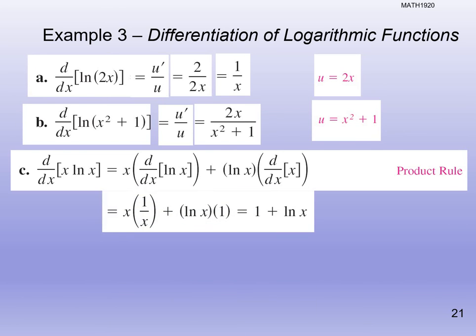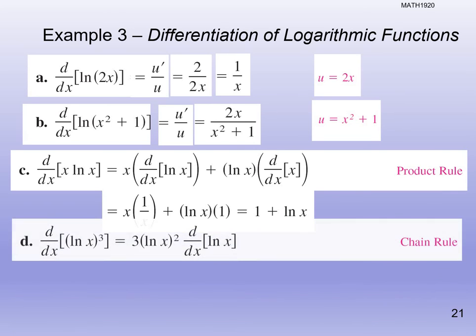Okay, so when we break this down, it ends up being x times 1 over x plus natural log of x times 1, right? The derivative of x is just 1. So when we simplify this down, we get x over x, which equals 1, plus natural log of x times 1 is natural log of x, so we end up with 1 plus natural log of x. So you do have to recognize the product rule to apply it there.